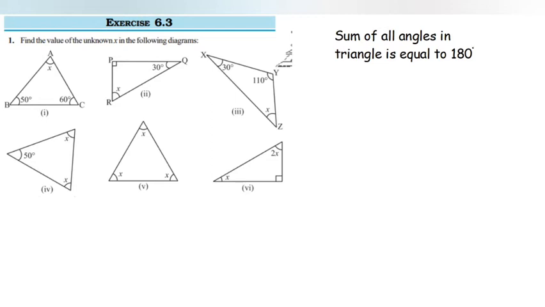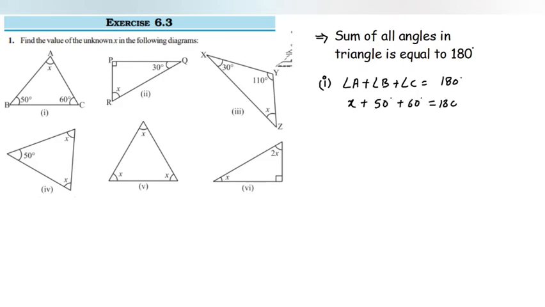So here we go. Now the first question they have given is, we know two angles, that is 60 and 50. You have to find out the third angle, which is x. We know that the sum of all angles is 180. So angle A plus angle B plus angle C is equal to 180 degree. Angle A is x, angle B is 50 and angle C is 60 degree, equal to 180.